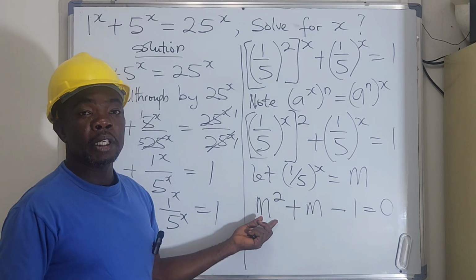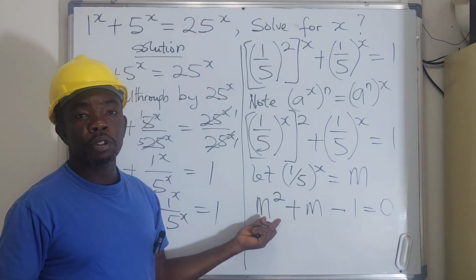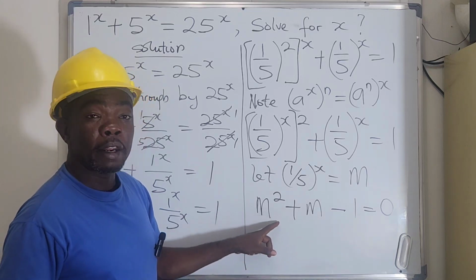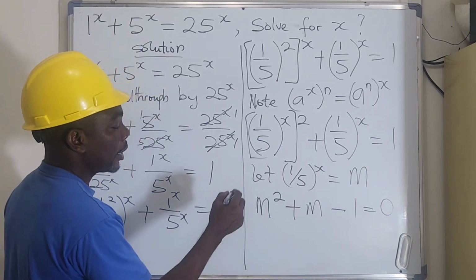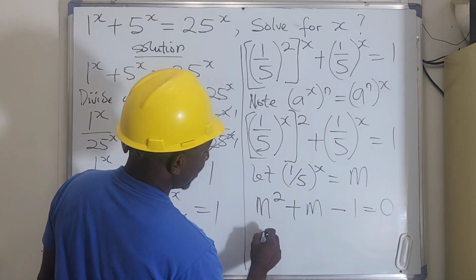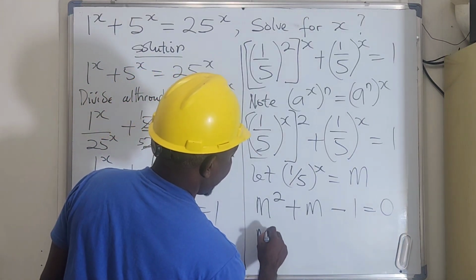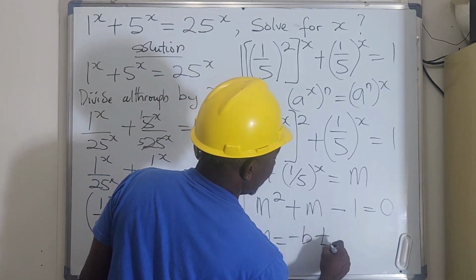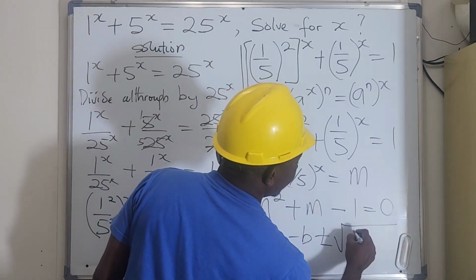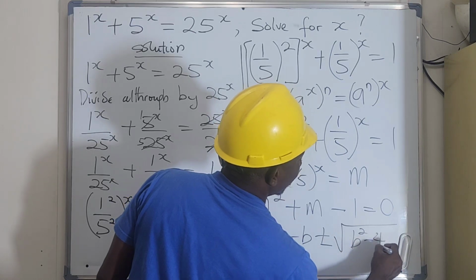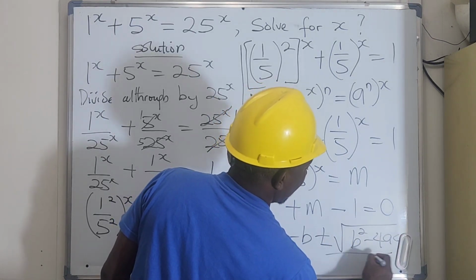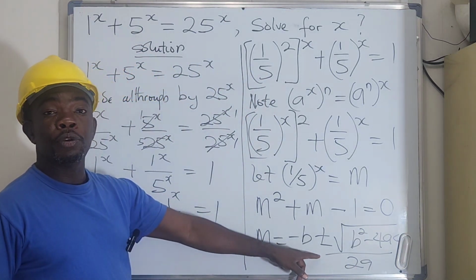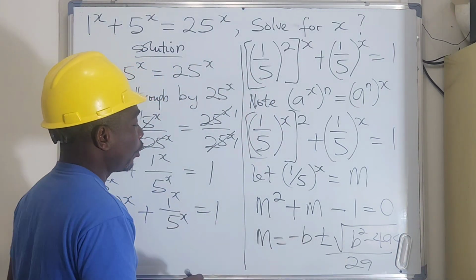So when we have this, it has turned out to become a quadratic equation, and we are going to use the quadratic formula for us to find the value of m. So in this case, the quadratic formula is m equals minus b plus or minus the square root of b squared minus 4ac, all over 2a. So this is the formula that we are going to use for us to find the value of m.